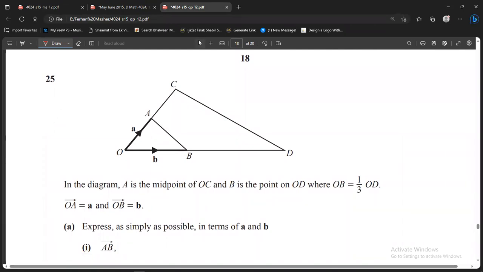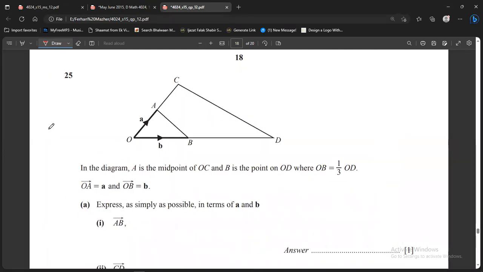Okay, so we have here question number 25. In the diagram, A is the midpoint of OC. So the ratios here, if this is 1, this is also 1, because this is the midpoint. So if this is A, this is A. So this whole thing is 2A.